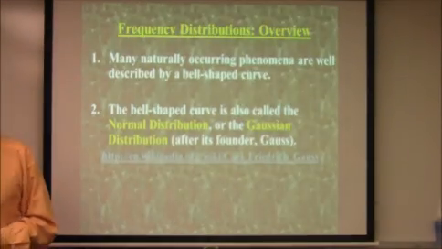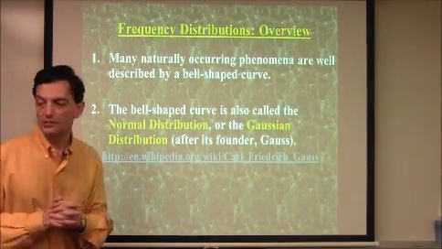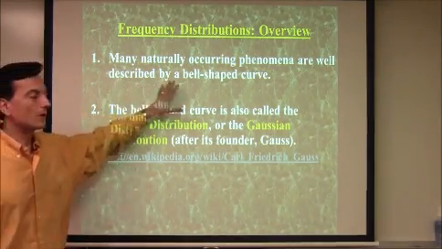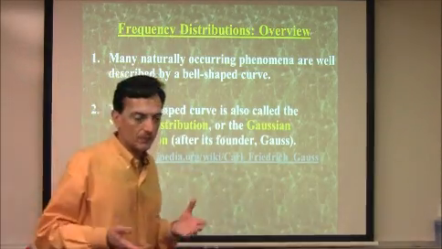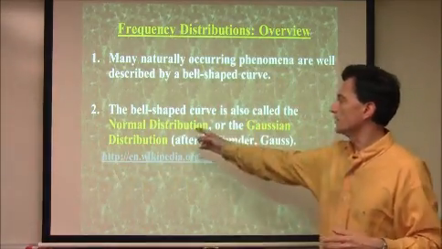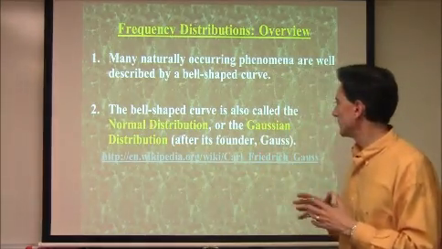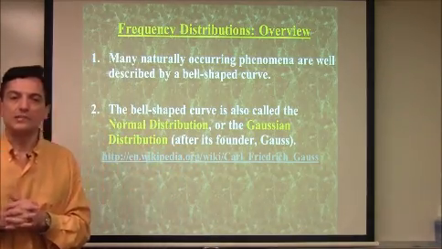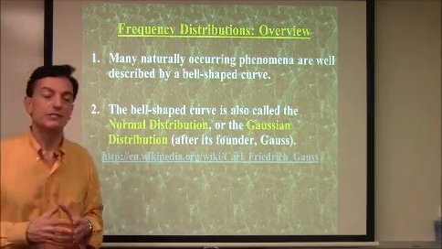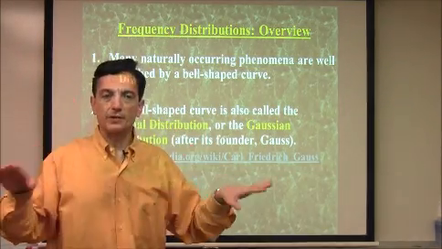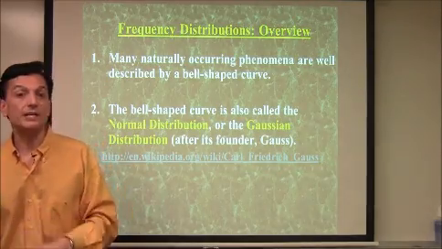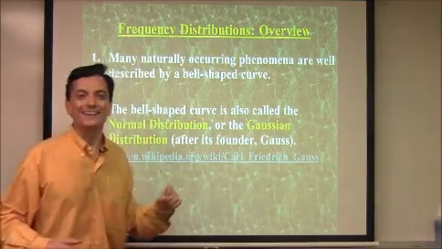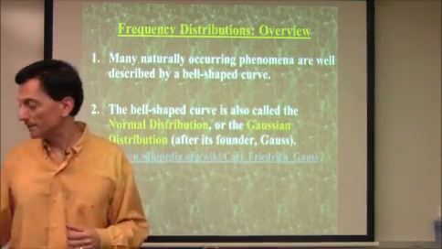Okay, so we'll begin our conversation with frequency distributions by reminding ourselves that many naturally occurring phenomena are well described by a bell-shaped curve. And the bell-shaped curves go by different names. We can think of them as normal distributions, and they're frequently called that. And we can think of them as Gaussian distributions after Johann Carl Friedrich Gauss, who was the German mathematician who lived in the late 1700s, early 1800s, who found this particular curve, and it's really quite central to so many different sciences, including the science of psychology. In case you're interested, here's a wiki on Gauss that I think you might find intriguing.